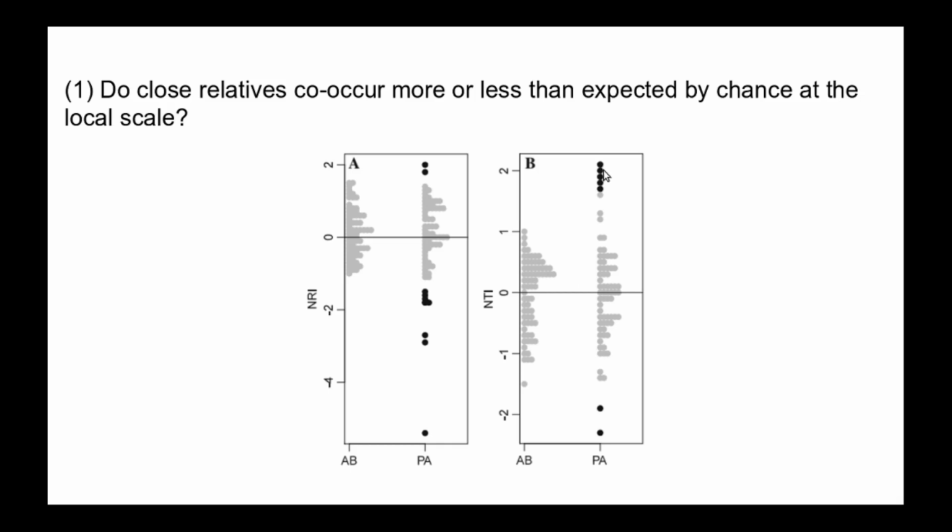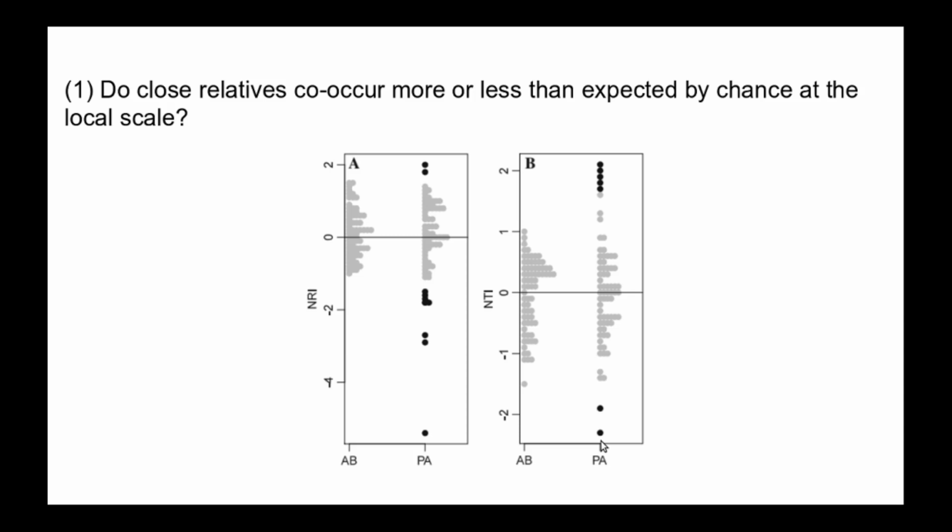But right here we have positive scores indicating clustering. So in those plots specifically, species co-occur more than expected by chance. And right there we have some over-dispersion, where closer relatives co-occur less than expected by chance. Okay, and we are going to analyze those plots up close in a minute.